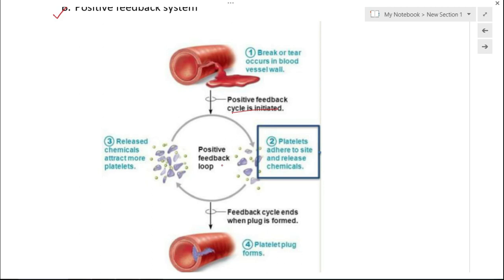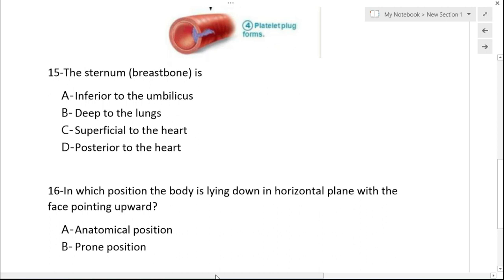In the case of a negative feedback mechanism, it is not like more and more, it is counteracting. If it is increasing on one side, it will oppose on the other side. Here it is more and more in both ways. In negative feedback, on one side it will increase and on the other side it will decrease. The feedback cycle ends when the plug is formed. When the plug is formed, the feedback system will stop and the bleeding will stop.